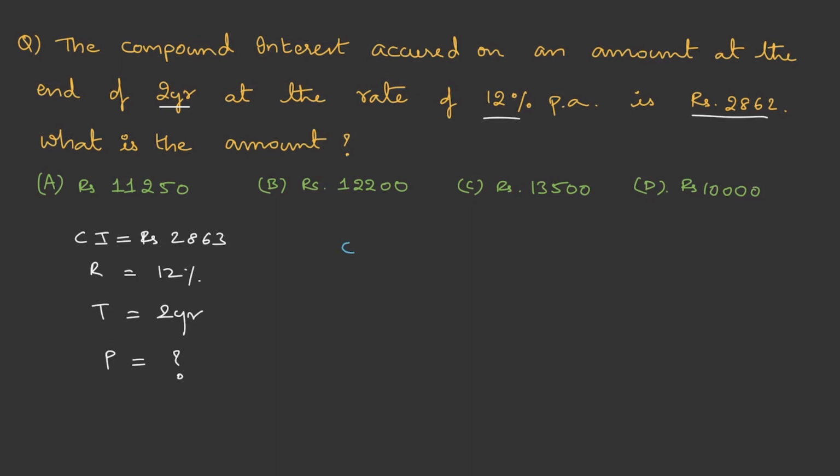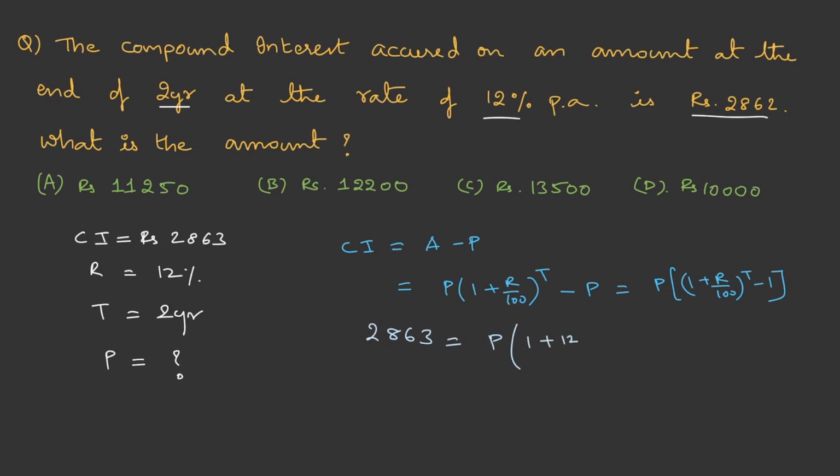For this, we already know the formula. Compound interest is amount minus principal. This is P into 1 plus R by 100 power T minus P. So this is, if I take P common, this is 1 plus R by 100 power T minus 1. Now let's substitute these values. 2863 equals P into 1 plus 12 by 100 power 2 minus 1. This is 2863 equals P into 1.12 square minus 1. Now this value we already know. When we substitute, when we solve, we get P as rupees 11250. That is option A.